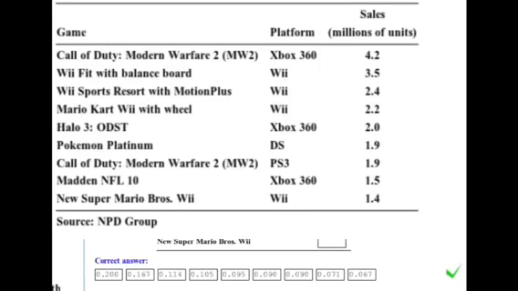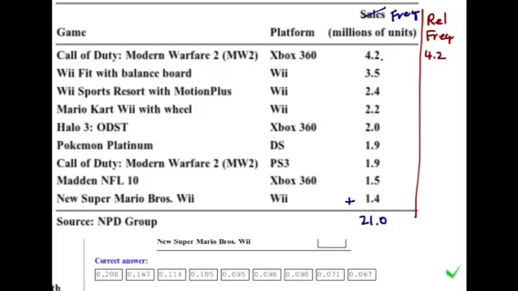So what we're going to do is add the list of sales in millions of units, because these are really, well, they're sales, but they're really frequencies. So we add up all the frequencies and we get 21.0. So to find the relative frequency for each game, we're going to take the frequency, which in this case is 4.2, and divide it by 21, and that gives me 0.200.